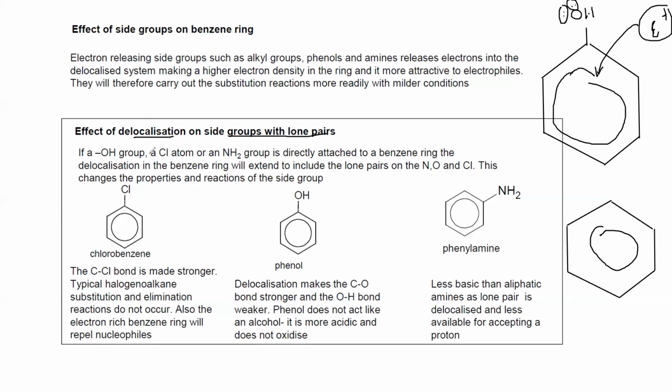So if OH is there, or a chlorine atom, or an NH2 group, directly attached to benzene, nitrogen, oxygen and chlorine contain lone pairs. Chlorine has 3 lone pairs, oxygen has 2 lone pairs, and nitrogen has 1 lone pair. So due to these lone pairs, the electron density of the benzene increases, so it is likely to react.